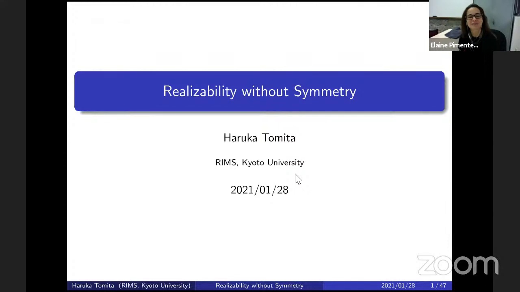So let's go to the third talk of the session. Haruka Tomita is going to talk about realizability without symmetry. Go ahead.